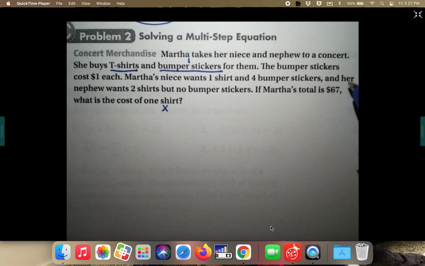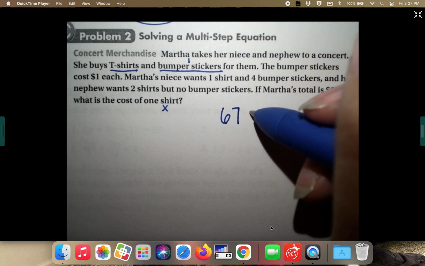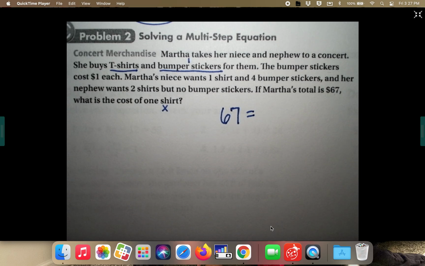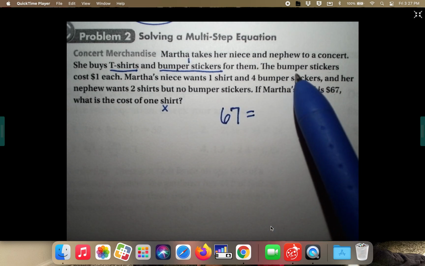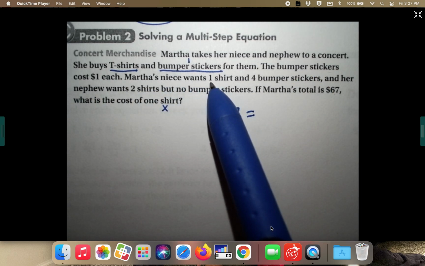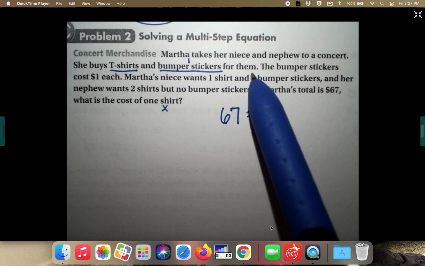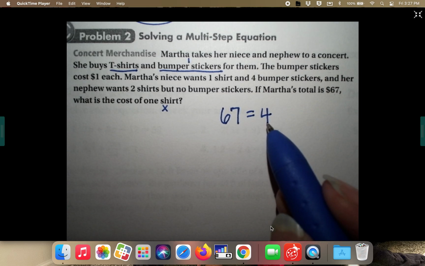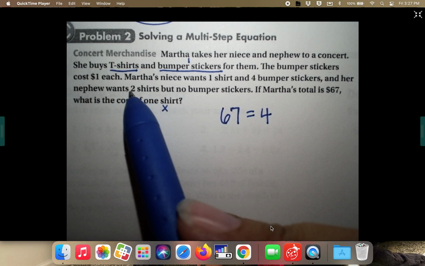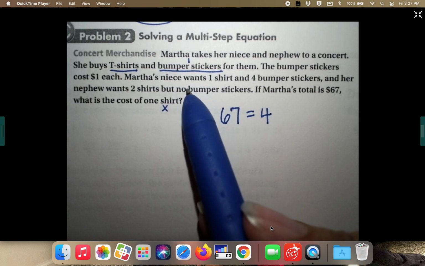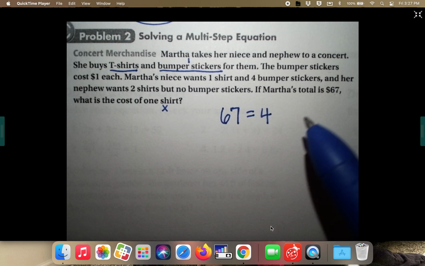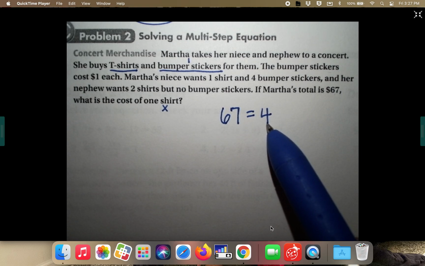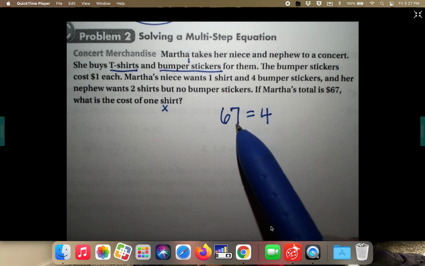So I'm going to start by writing the total is 67. I'm going to write 67 equals because I know that's my grand total. I'm going to add up all the bumper stickers because those are $1 each, so that will be easy for me to calculate. So the niece wants 1 shirt and 4 bumper stickers. So there's 4 at $1 each, so that's just $4. And her nephew wants 2 shirts but 0 bumper stickers. So we don't need to add anything to that. So 4 is the number of dollars that we spent on bumper stickers, and 67 is our total.